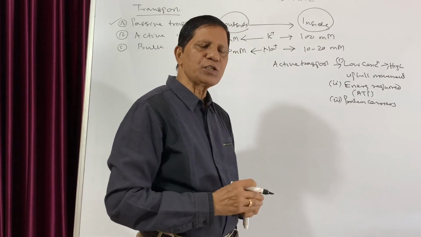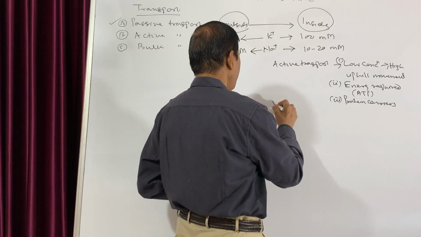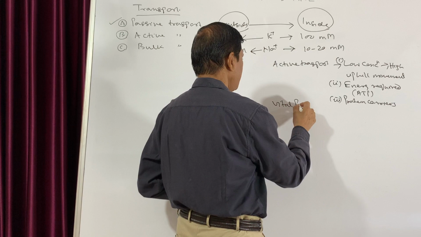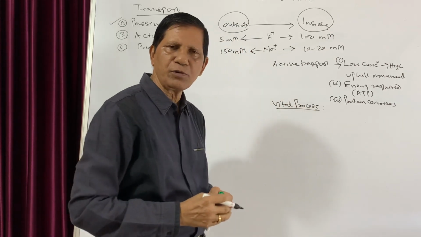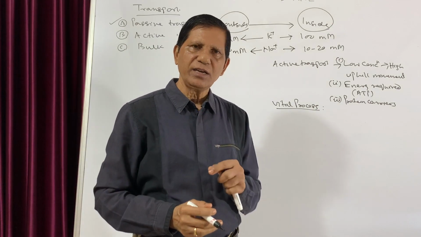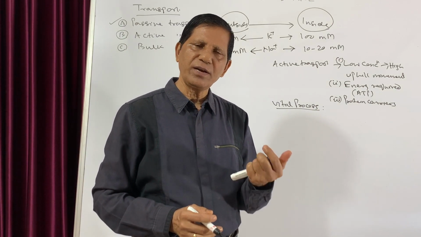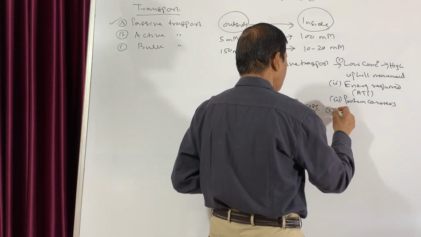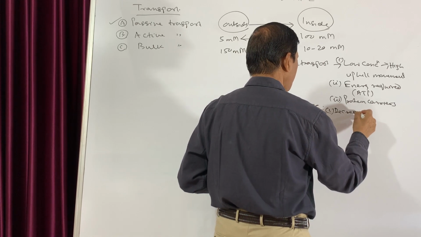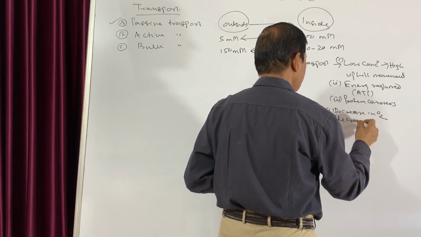Now, this active transport is also a vital process. So, how can we prove that it is actually a vital process? It has been seen that if there is a deficiency of oxygen, then the absorption of substances will decrease. That means a decrease in oxygen decreases absorption.